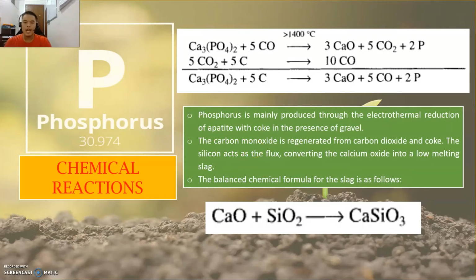The silicon acts as a flux, converting the calcium oxide into a low melting slag. And as such, the slag also has its respective chemical reaction. The balanced chemical formula for the slag is calcium oxide plus silicon dioxide will yield calcium silicate.